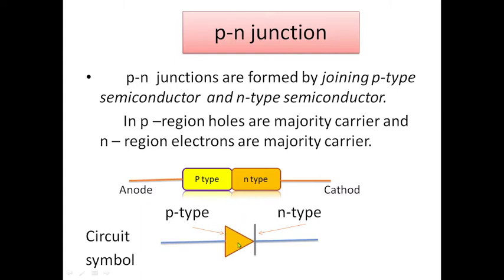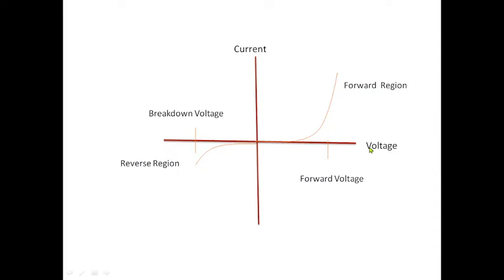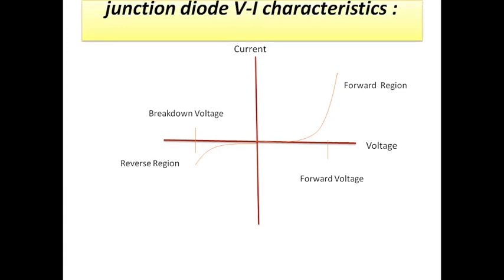Now the symbol in our circuit: the P type is like that and the N type is like that. This symbol is called the PN junction diode. Now the characteristics, how it works, we represent this diode in graphical representation. This is called junction diode VI characteristics.